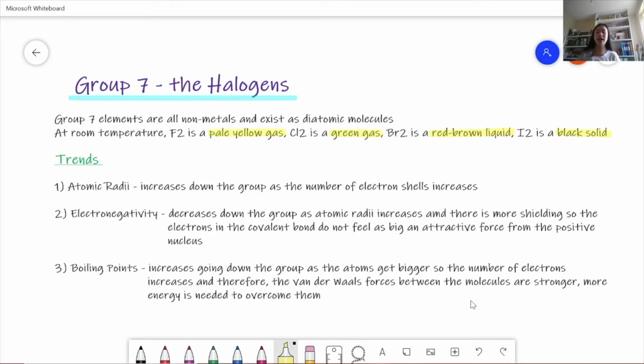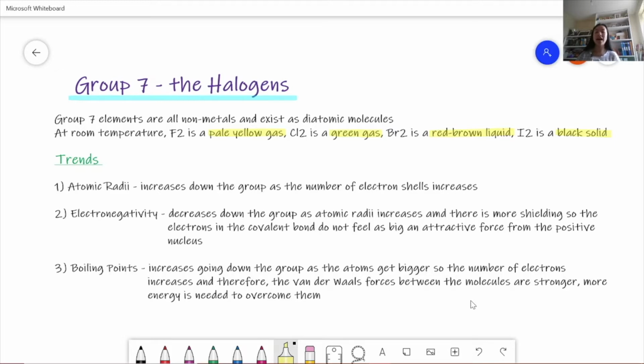And so the trends we have for group 7 are that the atomic radii increases down the group. And this is because the number of electron shells increases. So, for example, fluorine is in period 2, so its outer electron is in 2p5, compared to chlorine, which is in period 3, so its outermost electron is in 3p5. So it has that extra electron shell, and so the atomic radii increases.